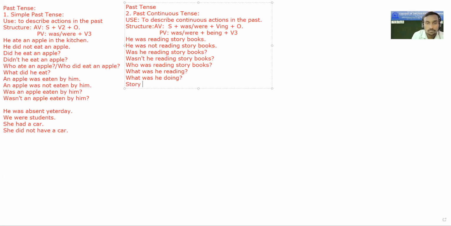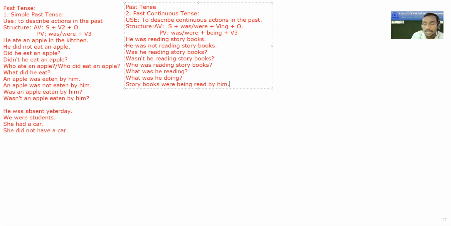Storybooks. Now you try to understand storybooks. This is an object. Is it singular or plural? Plural. So we are using were here. After was and were, we need to use being. Then read. What is V3 of read? Read. It remains as it is. Only in pronunciation you have to say "red". Okay. Storybooks were being read by him.